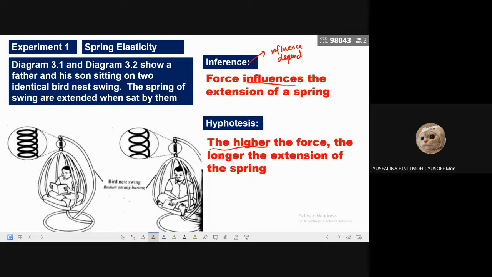For the hypothesis, it might have the word higher or lower, showing the relationship. This means if you increase the force, the extension of the spring will also be longer. The higher the force, the longer the extension of the spring. It's a relationship between the manipulated variable and the responding variable. Here the manipulated variable is the force, and the responding variable is the extension of the spring. So that is the hypothesis.